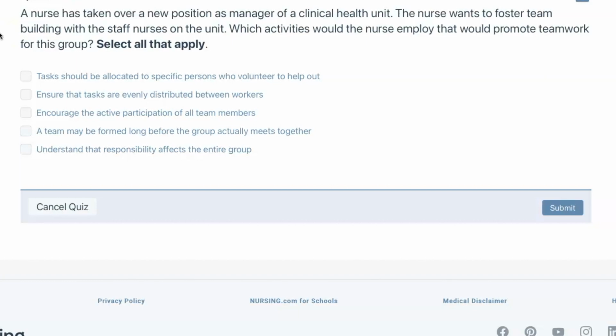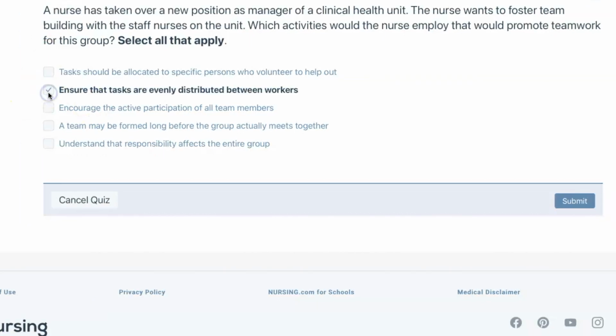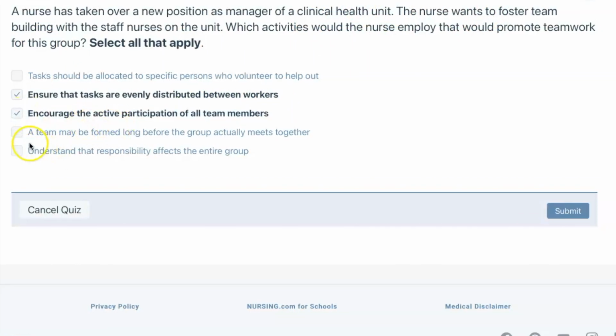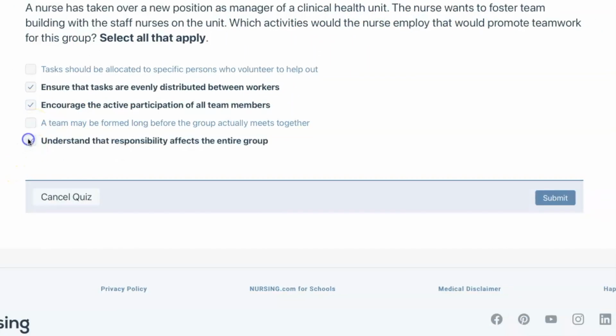And the 5th question, a nurse has taken over a new position as manager of a clinical health unit. The nurse wants to foster team building with the staff nurses on the unit. Which activities would the nurse employ that would promote teamwork for this group? Select all that apply. Ensure that tasks are evenly distributed. That does seem to foster team building. Encourage active participation. Understand that responsibility affects the entire group.